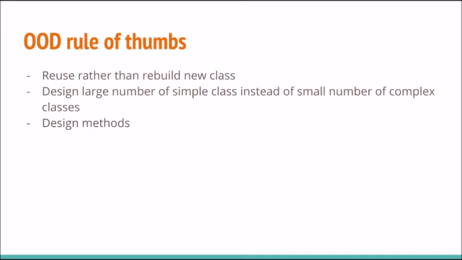Okay, in this slide, we have provided you with some rules of thumb. In OO modeling design, we stress reuse rather than rebuilding new classes, which is very time consuming. Next, we advise the developer to design a large number of simple classes instead of a small number of complex classes, as simple classes are easier to understand by all, especially the stakeholders. And lastly, we have to design the methods.